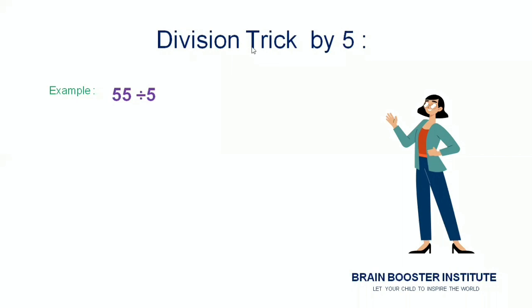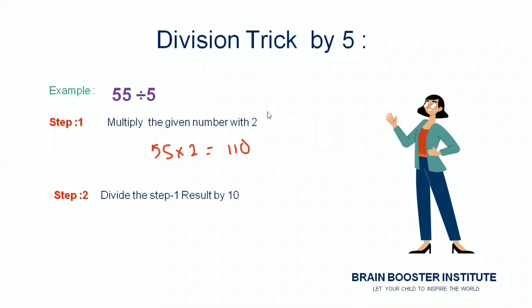55 divided by 5. Obviously, we can directly say 11. So let's see the technique, my dear friends. Step 1, multiply the given number by 2. So 55 times 2 is equal to 110. And step 2, divide the step 1 result by 10. The step 1 result is 110, and please divide by 10, my dear friends, so that you get 11. That's it. We got 11, my dear friends. Okay, now let's see the next problem.